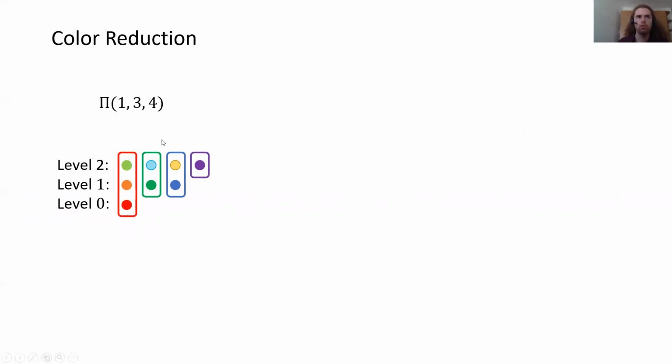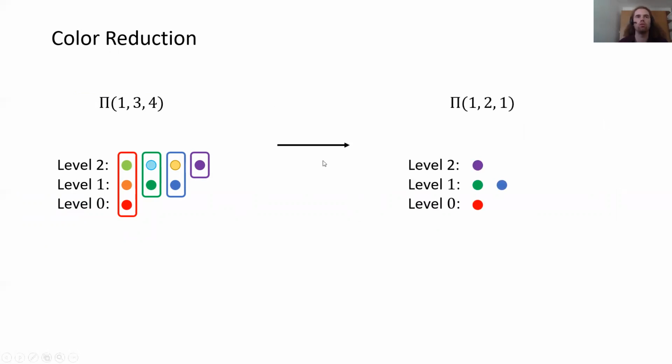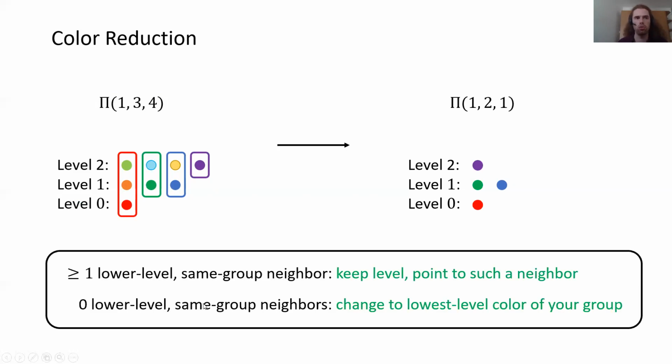And the first thing we will do in our color reduction is to group the colors into vertical groups. And then I claim that with just one round of communication and computation in the local model, we can transform this into a correct solution for our problem class, where only those colors are left that are the bottom colors of our group.